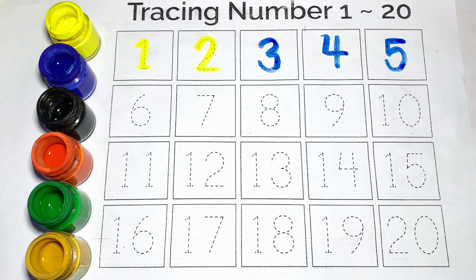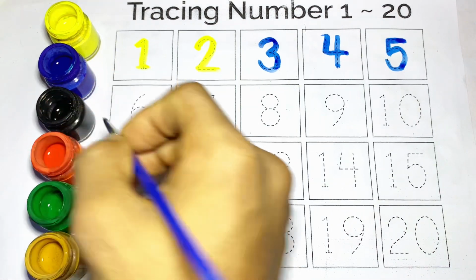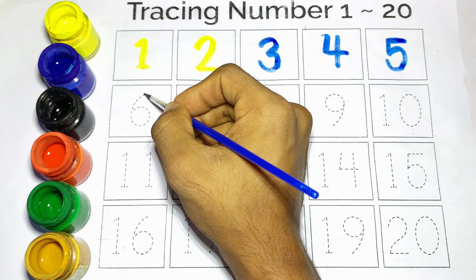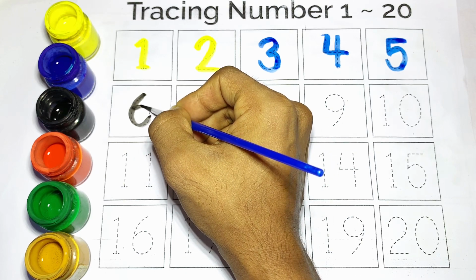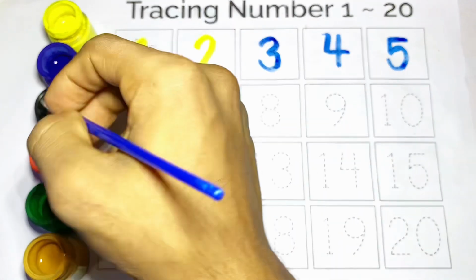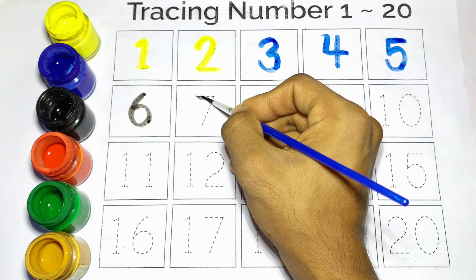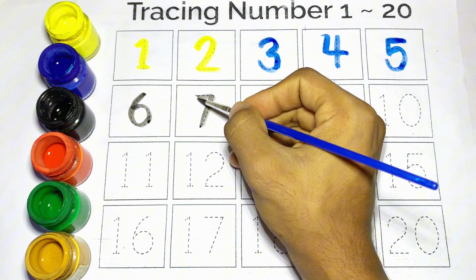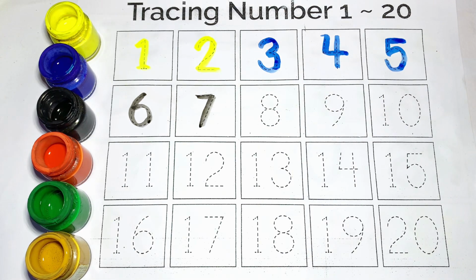Kids, now draw 6. The numbers of 6 and use black color. S I X, 6. Kids, again use black color and draw 7. The numbers of 7. Kids, now draw 8.